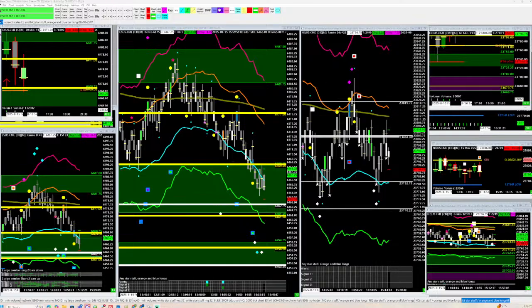So first of all, yesterday was OpEx. Always have to approach OpEx with a little bit of caution because you don't know if it's going to be wildly volatile or just a boring, grindy day, and we got a little bit of both. So first, let's just jump to the zones.